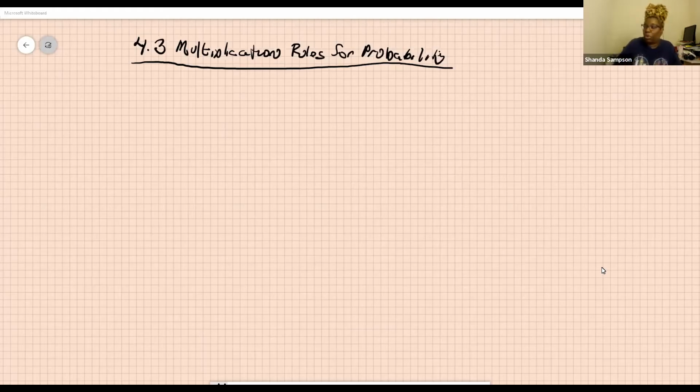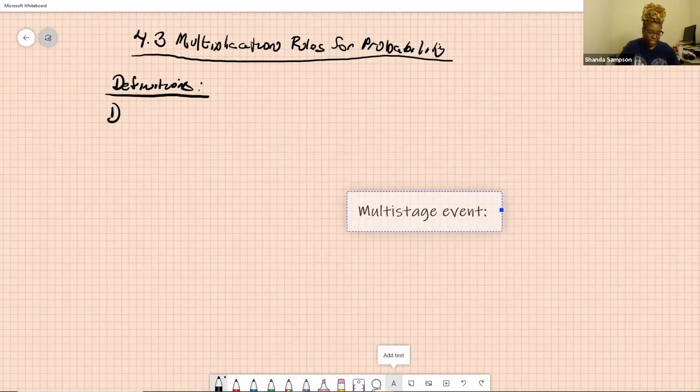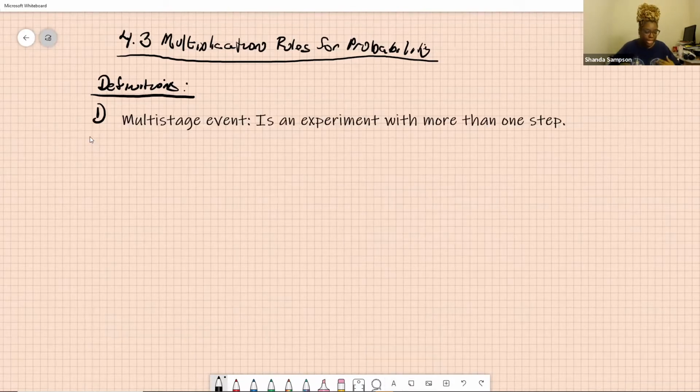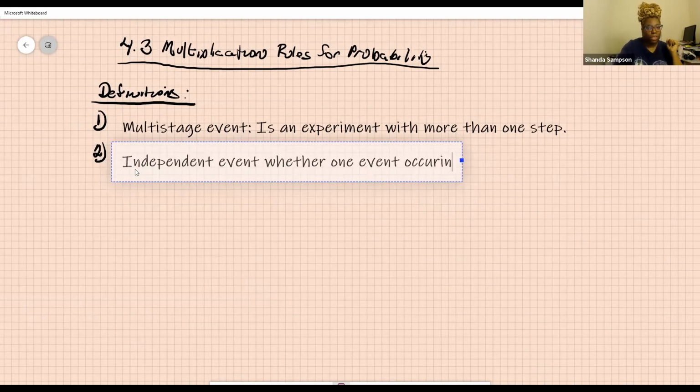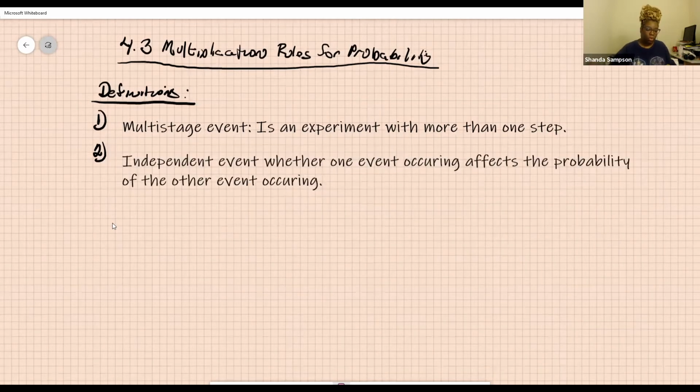The first thing we want to talk about, as I said before, is a multi-stage event. So let's do some definitions. The first definition we're going to talk about is a multi-stage event. A multi-stage event is an experiment with more than one step. The second definition we're going to go with is independent. And if you recall, we defined independent before. When we talk about an independent event, we talk about whether one event occurring affects the probability of the other event occurring. So we want to talk about these independent events, okay?